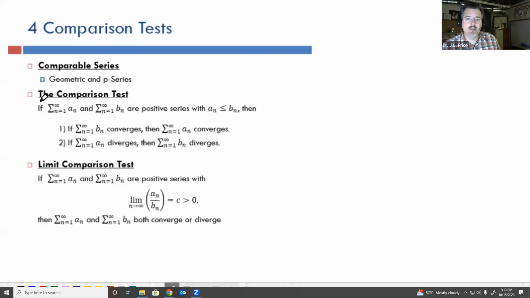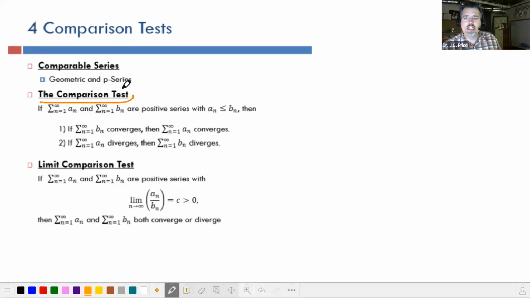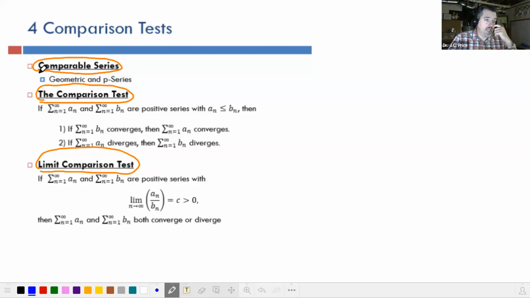So there's two comparison tests. Last time we talked about the comparison test, and this time we're going to talk about the limit comparison test. But first, let's just review real quickly. Remember our comparable series. So what's the idea with these comparable tests? The idea is basically we'll have one series that we do not know whether it converges or diverges, and we'll compare it, though, to a series that we do know converges or diverges. So just real quick, just a review.